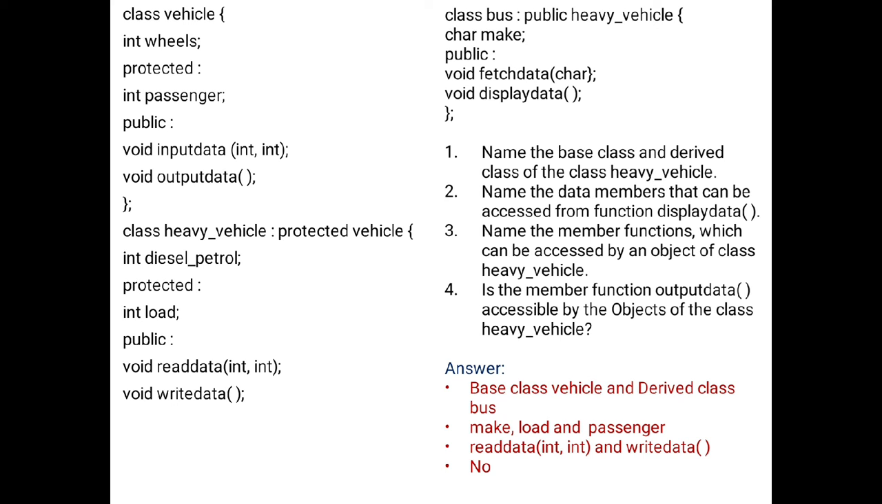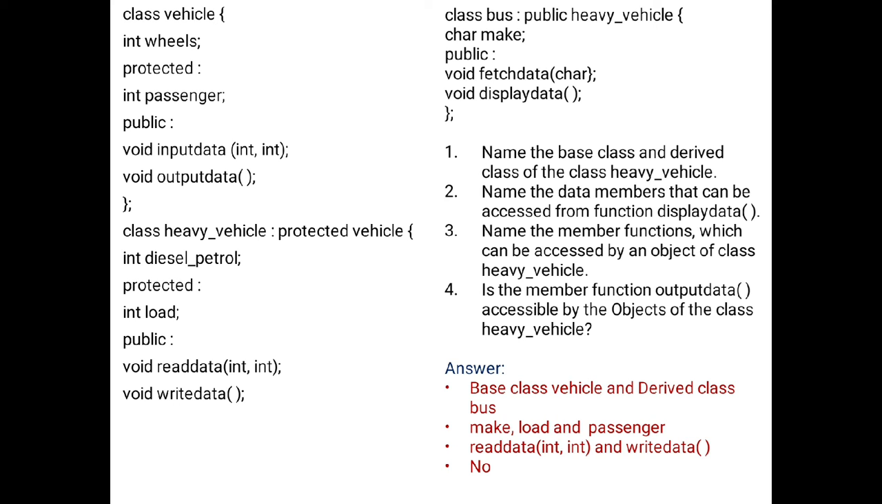So when the class heavy vehicle accesses the data members of the class vehicle, only the protected data members will be accessed, not wheels, because wheels is private. Along with that, the public member functions, that is input data and output data, will also become protected in the class heavy vehicle. Though they are public, since the access specifier mentioned is protected, and the derived class is inheriting the base class as protected, the member functions will also become protected.